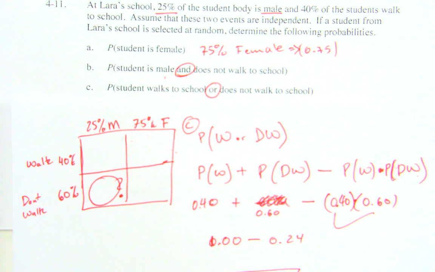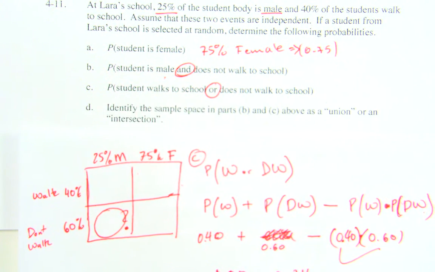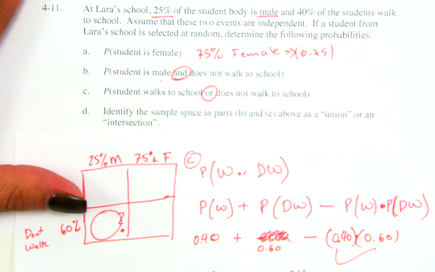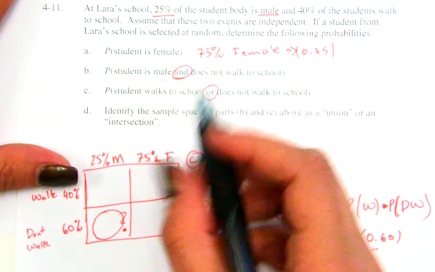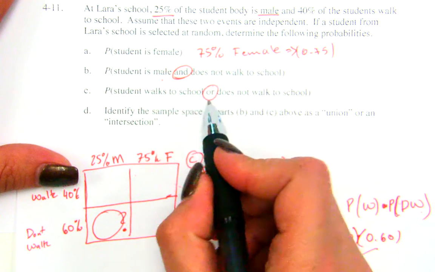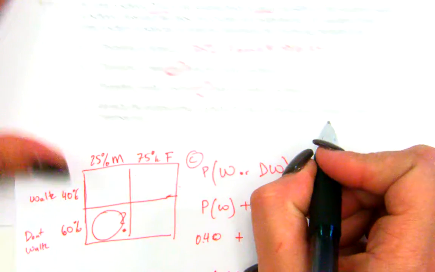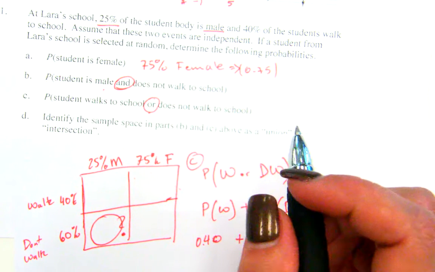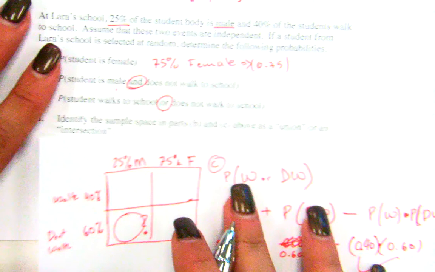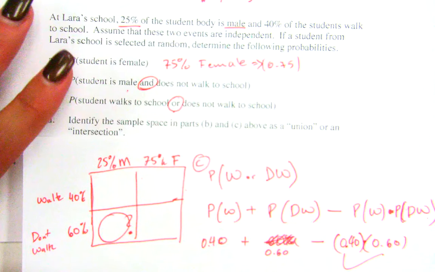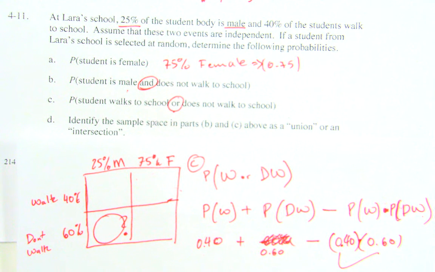Now, the last one is identify the sample space in part B and C above as a union or an intersection. So you need to go back into your notes, okay? One of them is your union, one of them is your intersection, and figure out from there. And hopefully maybe the information on the CPM web for homework should help you out.